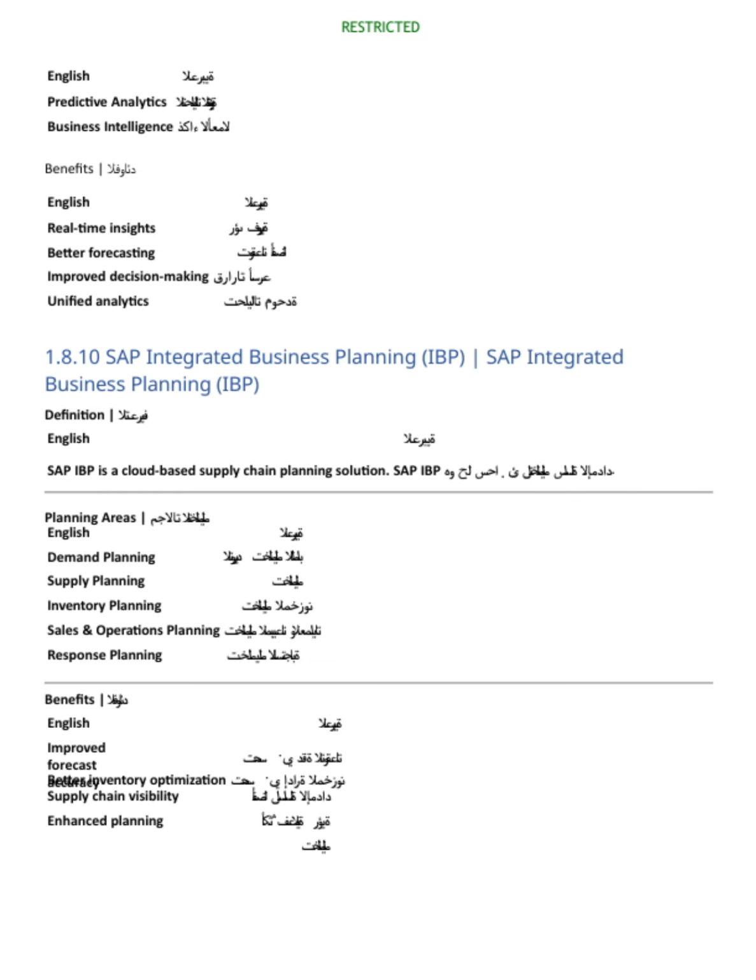Let's talk about how supply chain visibility transforms planning. When we see everything clearly, we can forecast more accurately, optimize inventory better, and respond faster. This means smarter decisions across demand, supply, and inventory planning. SAP Integrated Business Planning, or IBP, brings all this together in the cloud, giving us real-time insights, predictive analytics, and unified data. It's about connecting the dots to plan smarter, react quicker, and keep the whole supply chain running smoothly.